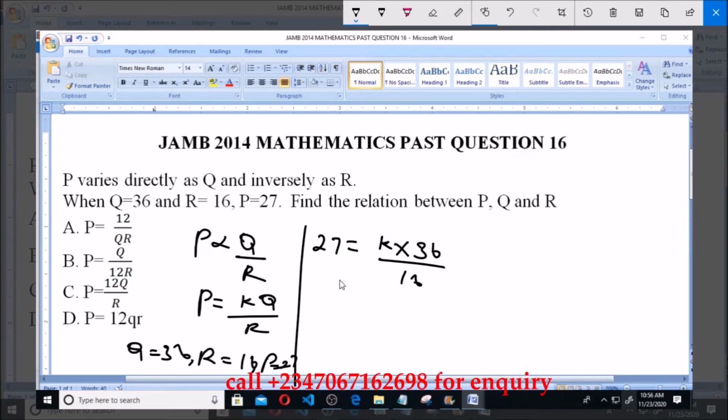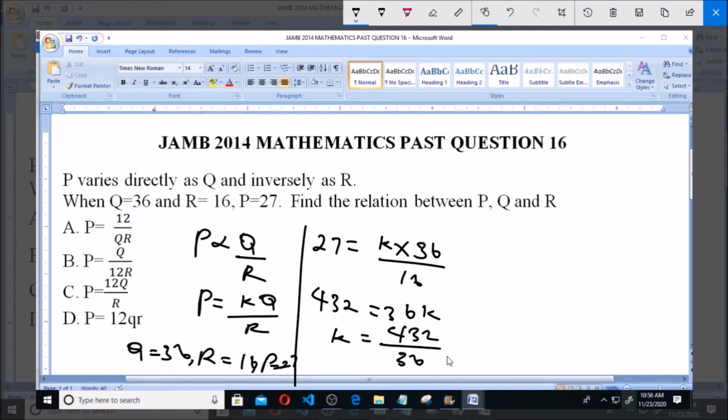Now 16 multiplied by 27 will give us 432, which is equal to 36K. So K is equal to 432 all over 36, and that is equal to 12. So the value of K is 12.